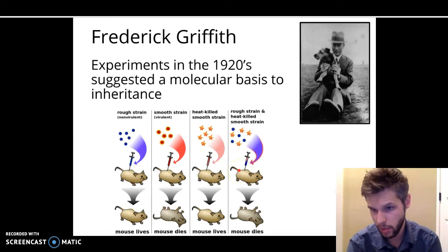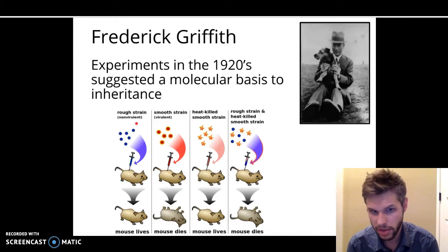The first person that we want to focus on is Frederick Griffith. Your book goes into quite a bit of detail with Griffith. He had this famous experiment with mice and streptococcus, a type of bacteria. The words I want to point out here are virulent and non-virulent. Virulent means it's going to get you sick and you're going to die. Non-virulent means it's not a threat to the immune system.